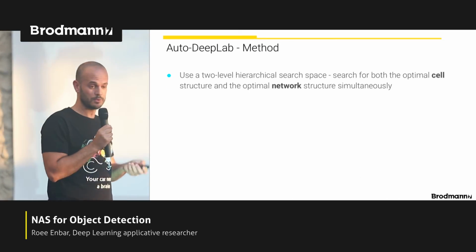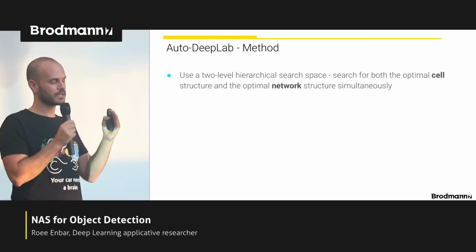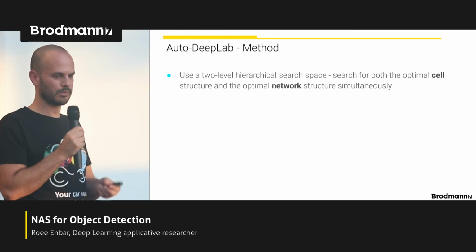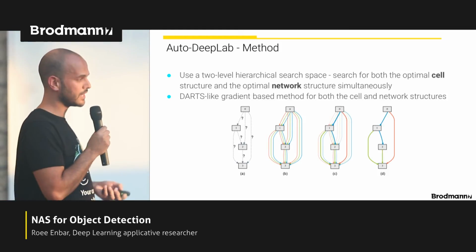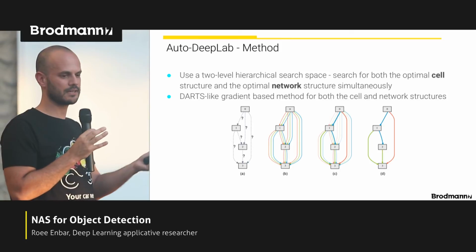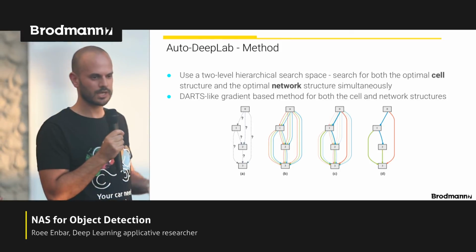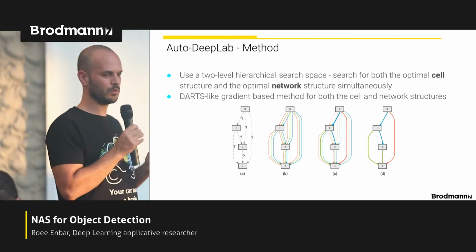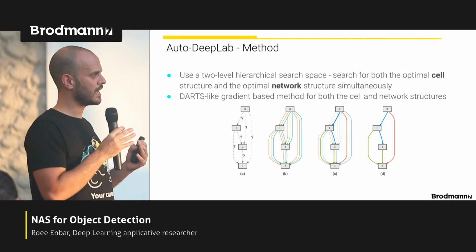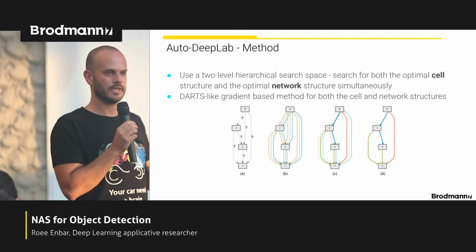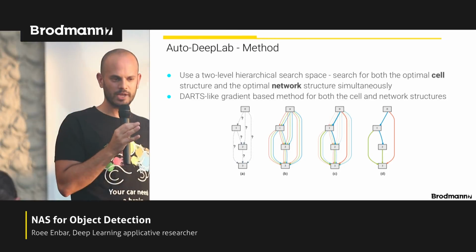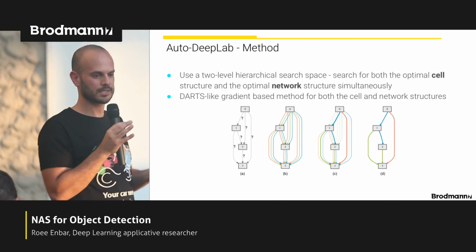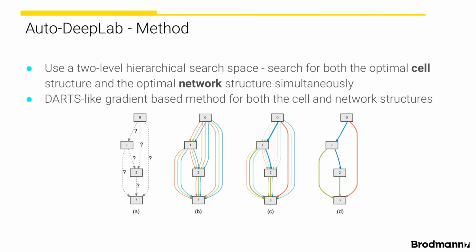So what they suggest to do is to use a two-level hierarchical search space and search for both the optimal cell structure and the optimal network structure simultaneously. And they do that by extending the DARTS method. Right? The DARTS, which I talked about earlier, is the gradient-based method where you place weights on the inputs, and every node's input is the weighted sum of all the previous node's outputs. And I use these architecture weights in my loss, and they get stronger and weaker as I train.